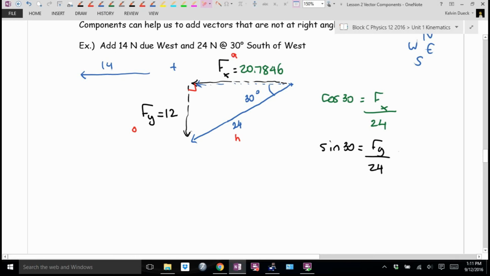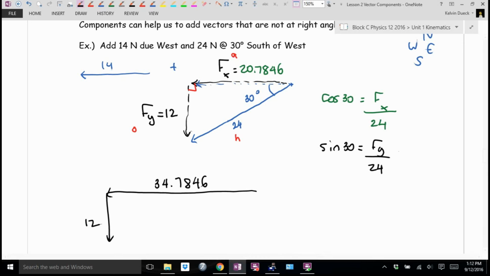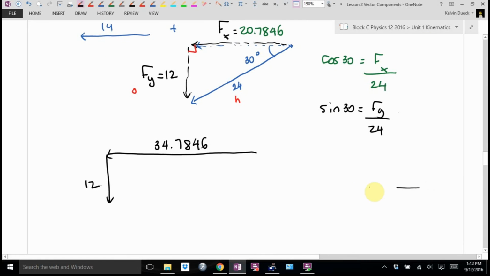Okay? So it's going to go like this. 34.7846 and 12. And Michael, I'm going to argue that's a much prettier triangle to do math with than 14 plus that and that. Again, that one is totally doable.